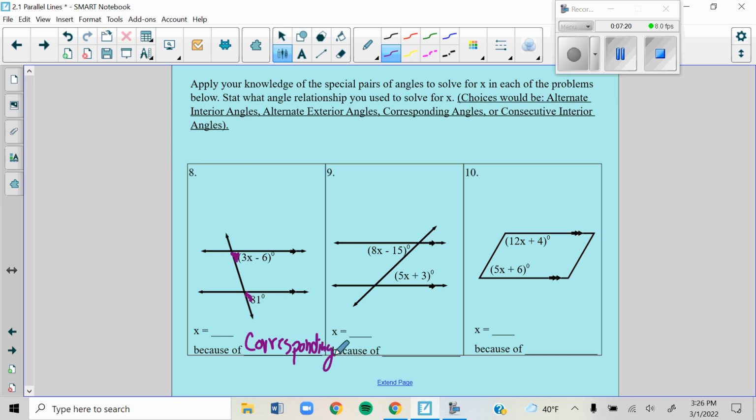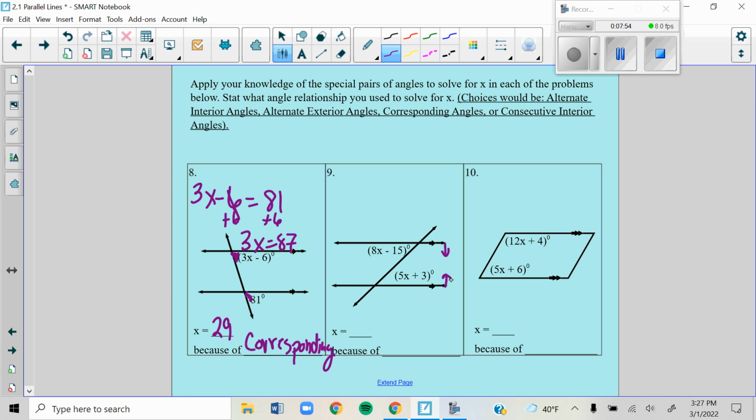Okay, so corresponding angles, if you flip back, corresponding angles are congruent. So 3x minus 6 is equal to 81. Two-step equation here again. Go ahead and add 6 to both sides. So we get 3x equals 87. And go ahead and take 87 divided by 3. And we get 29. Again, here's a case where it's part of an expression, so I wouldn't put a degree symbol with it.